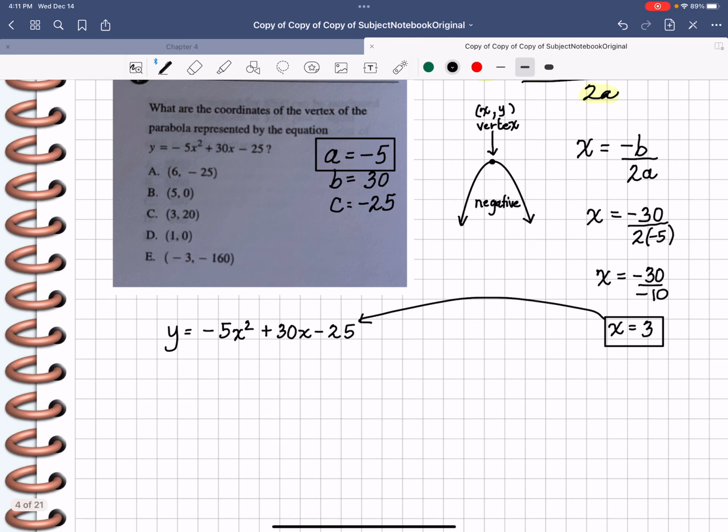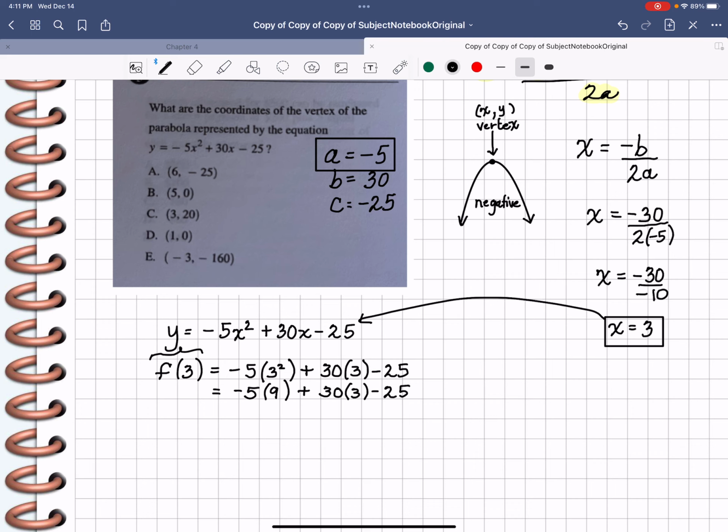And if you wanted to write that in function notation, you could. You could say the function when x is 3 is going to be -5 times 3 to the second power plus 30 times 3 minus 25. So I've just written it in function notation. You could also just leave the y in there if you wanted to. So we're going to get -5 times 9 plus 30 times 3 minus 25.